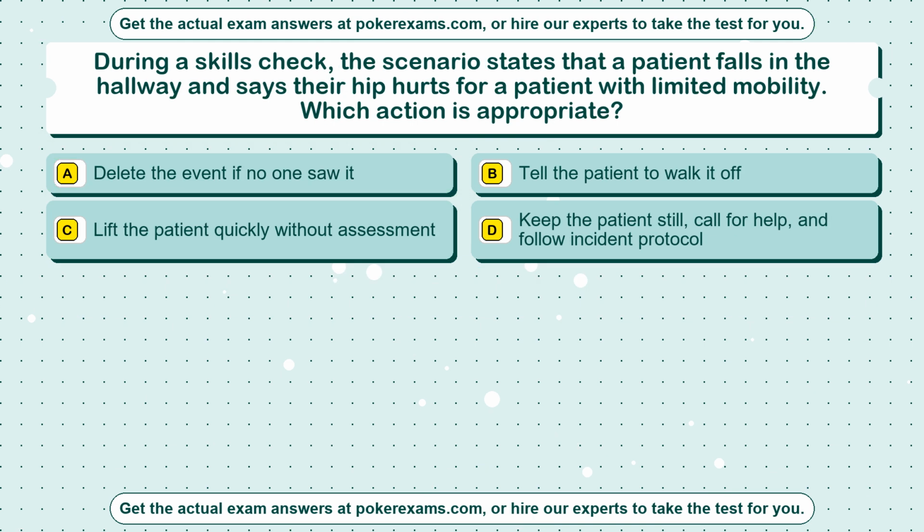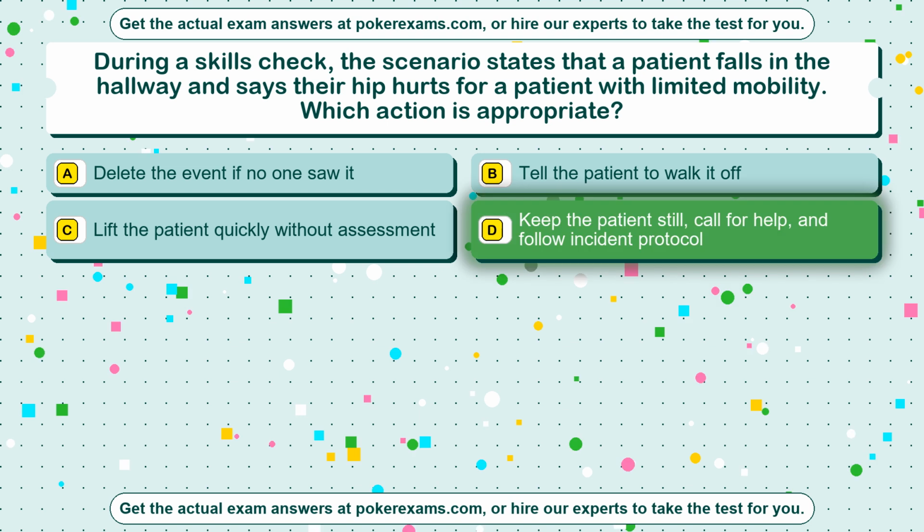Question 45. During a skills check, the scenario states that a patient falls in the hallway and says their hip hurts, for a patient with limited mobility. Which action is appropriate? Option A, delete the event if no one saw it. Option B, tell the patient to walk it off. Option C, lift the patient quickly without assessment. Option D, keep the patient still, call for help, and follow incident protocol.